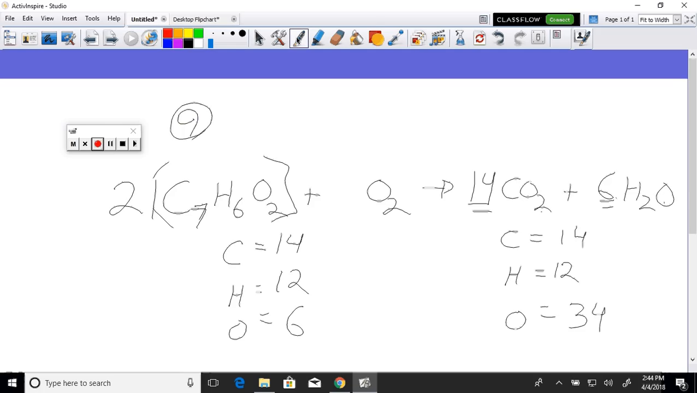Well, how are we going to get 34 oxygens over on this side? How in the world can we do that? Well, let's see, what goes here? That's 2, what number can I put right there? 15, that's 30. 30 plus 4 is 34 oxygens.